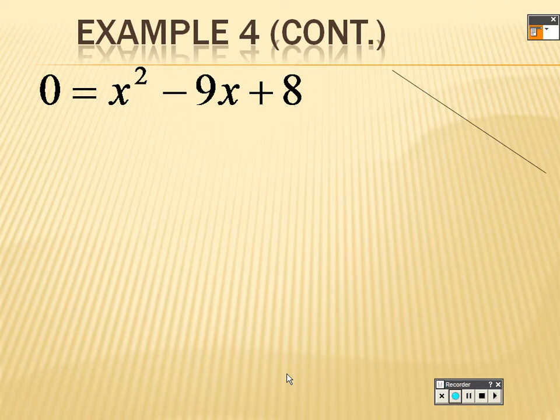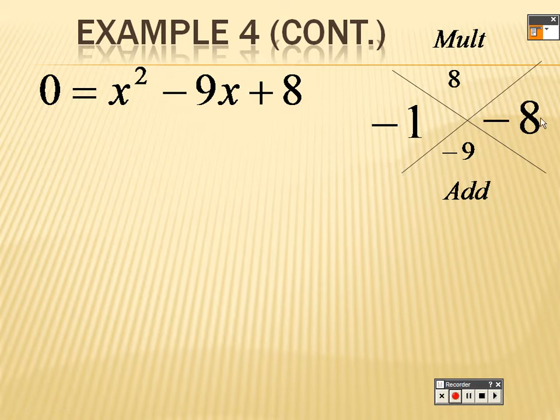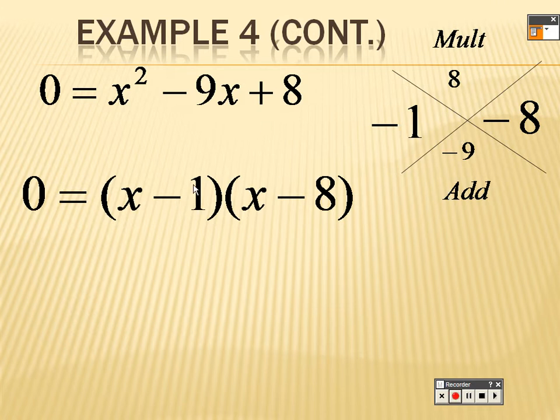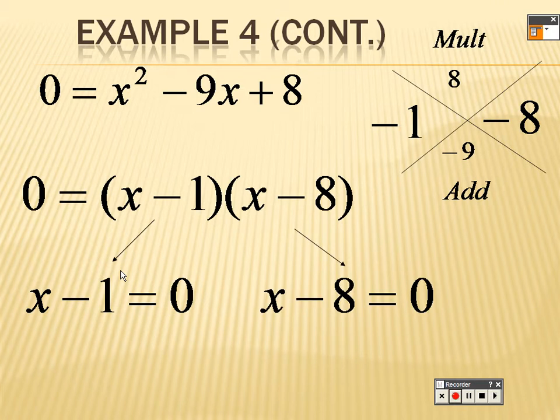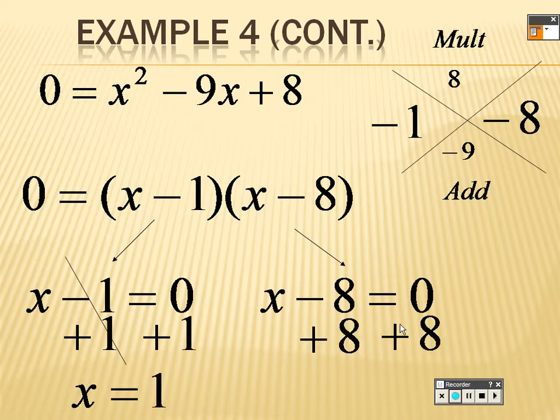I know I can, right? What multiplies to give you 8 that adds to give you negative 9? Negative 1 and negative 8, right? Because negative 1 times negative 8 is 8. Negative 1 plus negative 8 is negative 9. So negative 1, negative 8, just set each of those equal to 0 and solve. So x minus 1 equals 0, x minus 8 equals 0. I add 1 to both sides, so I get x equals 1. I add 8 to both sides, and I get x equals 8 as my answer.